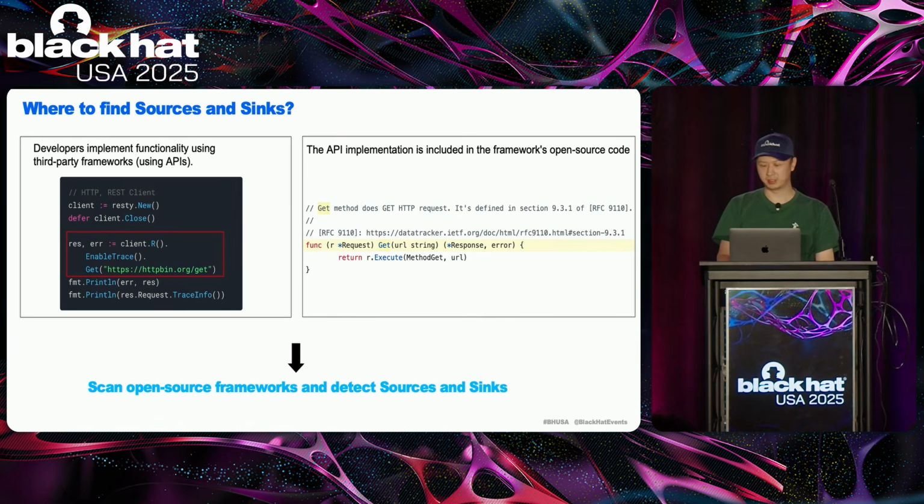First problem is, where should we look for sources and sinks? We have found that source and sink functions are actually API functions from third-party frameworks. From the picture on the left, we can see that the SSRF sink actually is an API in a REST framework. And the implementation code for these API functions can be found in open source frameworks. So we can detect sources and sinks by scanning those frameworks.